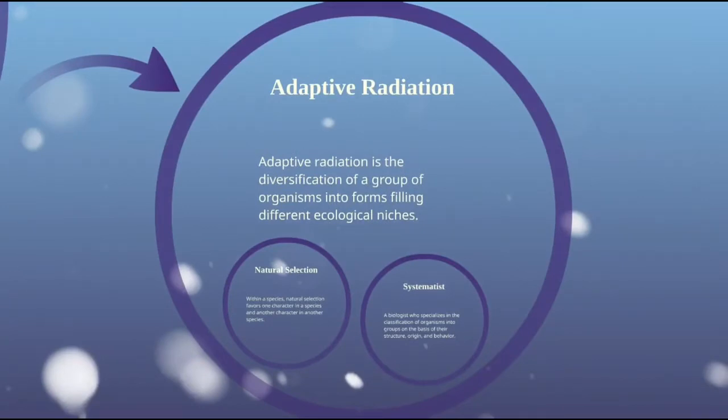Next term we have is adaptive radiation. Adaptive radiation is the diversification of a group of organisms into forms filling different ecological niches.